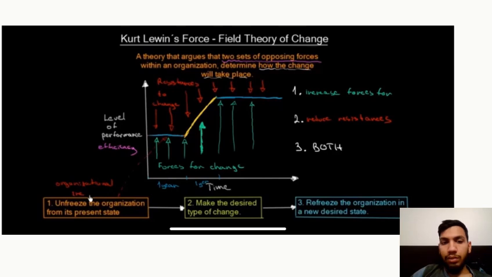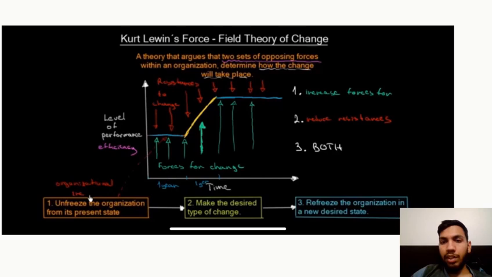These are the forces that want the organization to reach a higher level. These are the opposing forces that don't want the organization to reach the particular goal. And they will determine how the change will take place. There are only three things that will happen when these forces are acting at the same time.